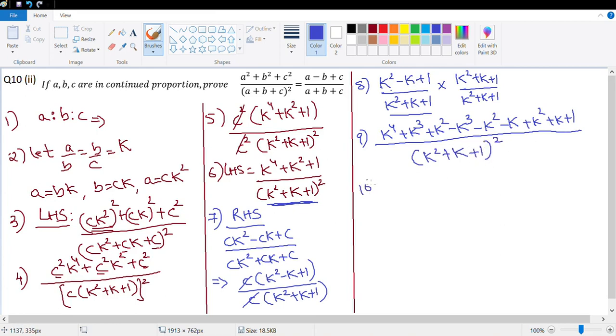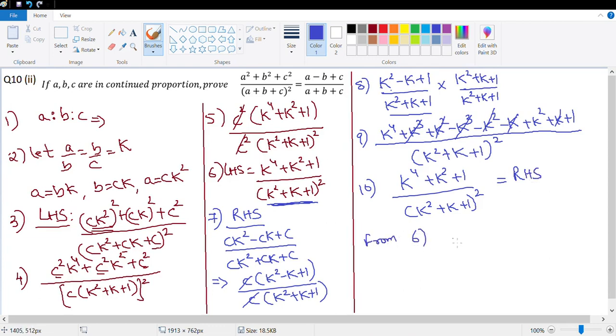Let's see if anything gets cancelled. K to the power 3 and k to the power 3, k to the power 2 and k to the power 2, k and k. So what we have in the numerator now is k to the power 4 plus k square plus 1, and in the denominator I have k square plus k plus 1 to the power 2, and this is equal to right hand side. So from 6 and 10, left hand side is equal to right hand side, so hence proved. Perfect. Slightly longish question, but very interesting. Let's look at the next one.